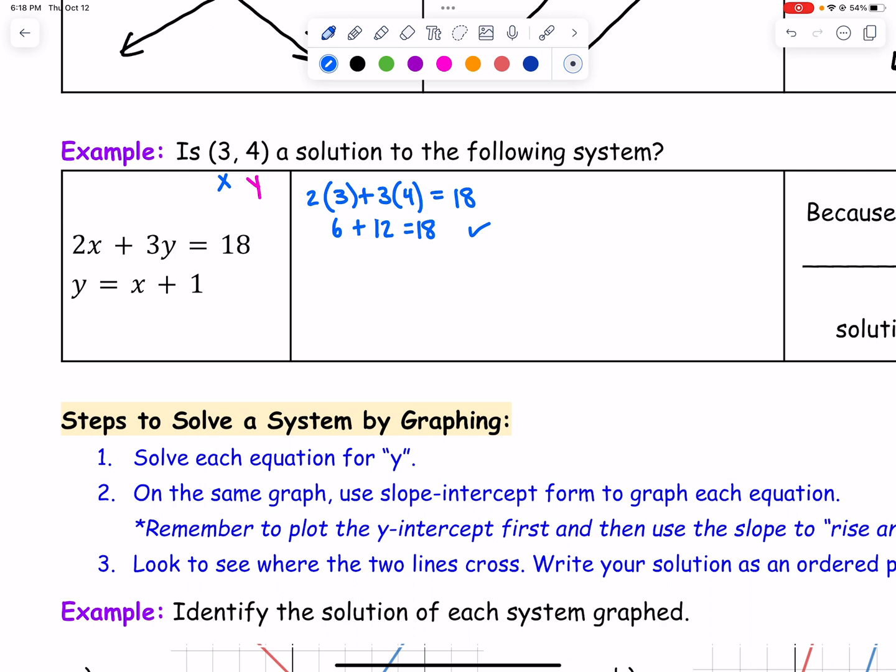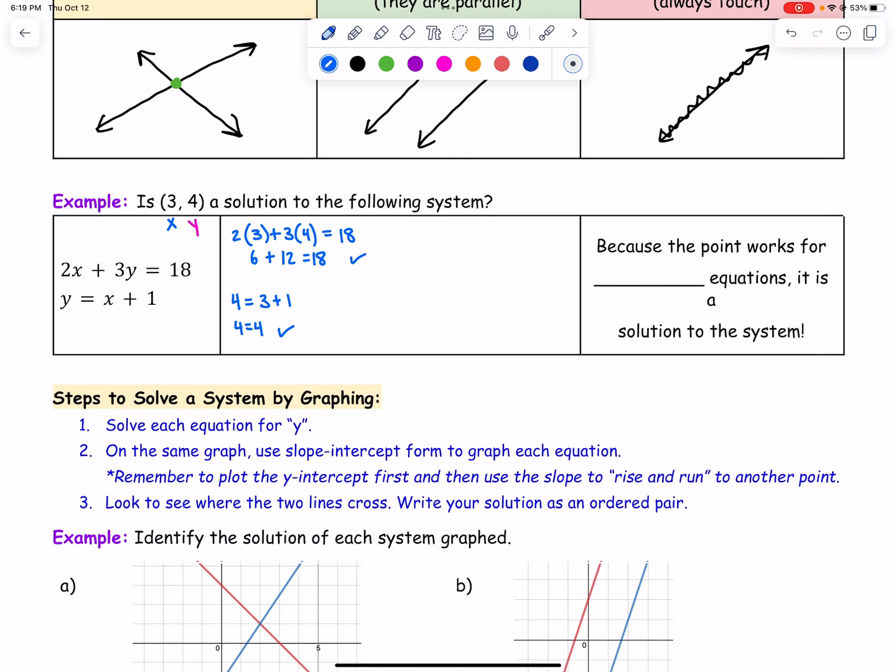Let's check the second one. So y equals x plus 1. We got y equals 4 as our output. So plug that in. x is 3, so we'll plug that in for the x. So is 4 equal to 3 plus 1? Yes, it is. So since it works for both equations, let's write that down. Because the point works for both equations, it is a solution to the system. So that's a good way to check and see if a point is indeed a solution.